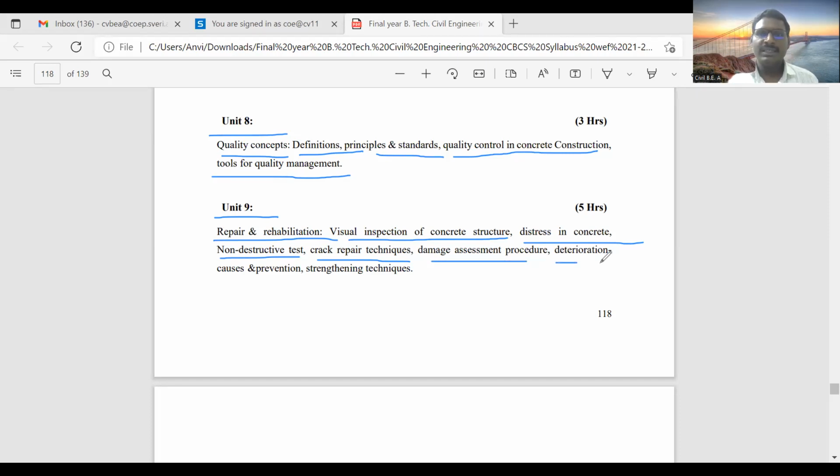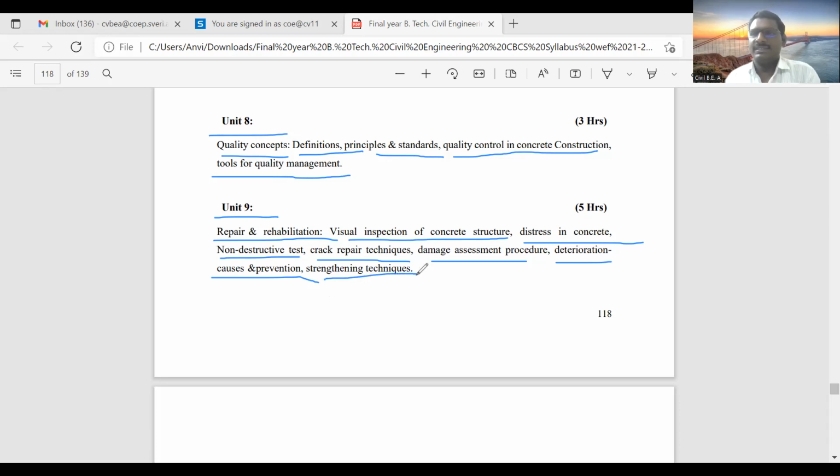Then damage assessment procedure we have to see. Then deterioration, causes and prevention. As I told, deterioration means some wear and tear or some damages. After 20-25 or 30 years, due to the environmental impact, the structure may deteriorate. So there may be cracks or weakening of the concrete, corrosion of steel. That is the deterioration. How it is caused, or how we can prevent it, we can learn in this particular point.